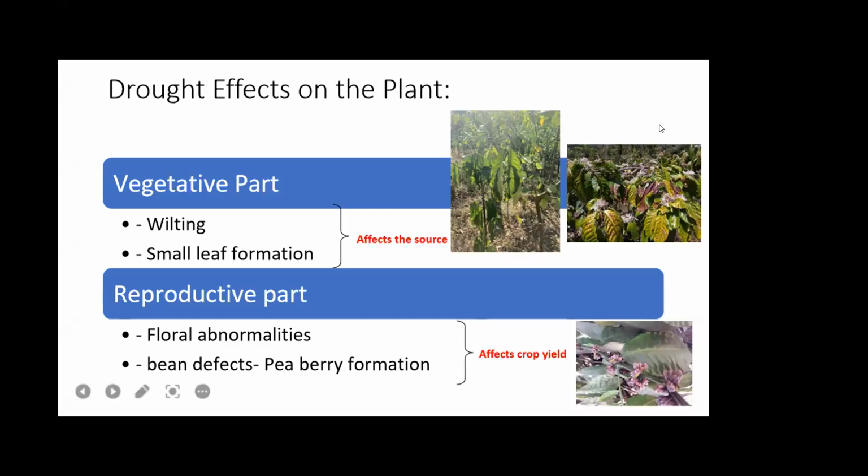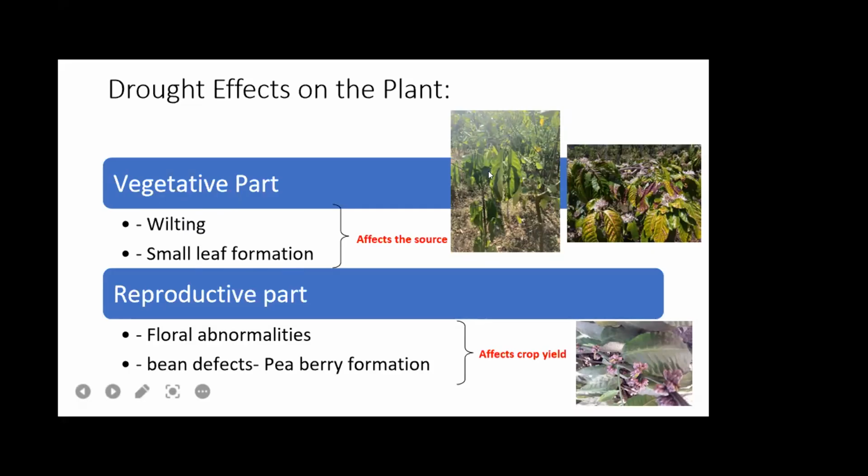If the temperature is high, we will see some scorching on the leaves. It will also affect pollination and fertilization. Later on, it will also affect fruit setting and the final cup of coffee. So these are the vegetative parts, such as wilting and small leaf formation.